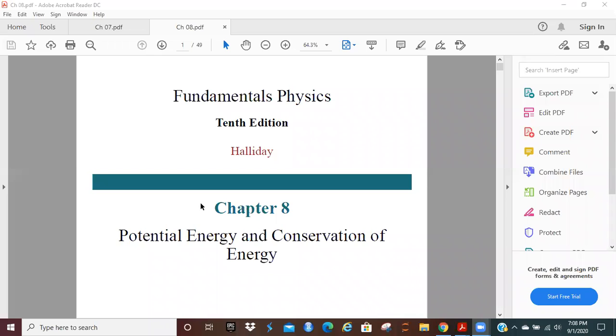All right. So we've been over chapter 7. So now we're going to get into chapter 8, which is potential energy and the conservation of energy.